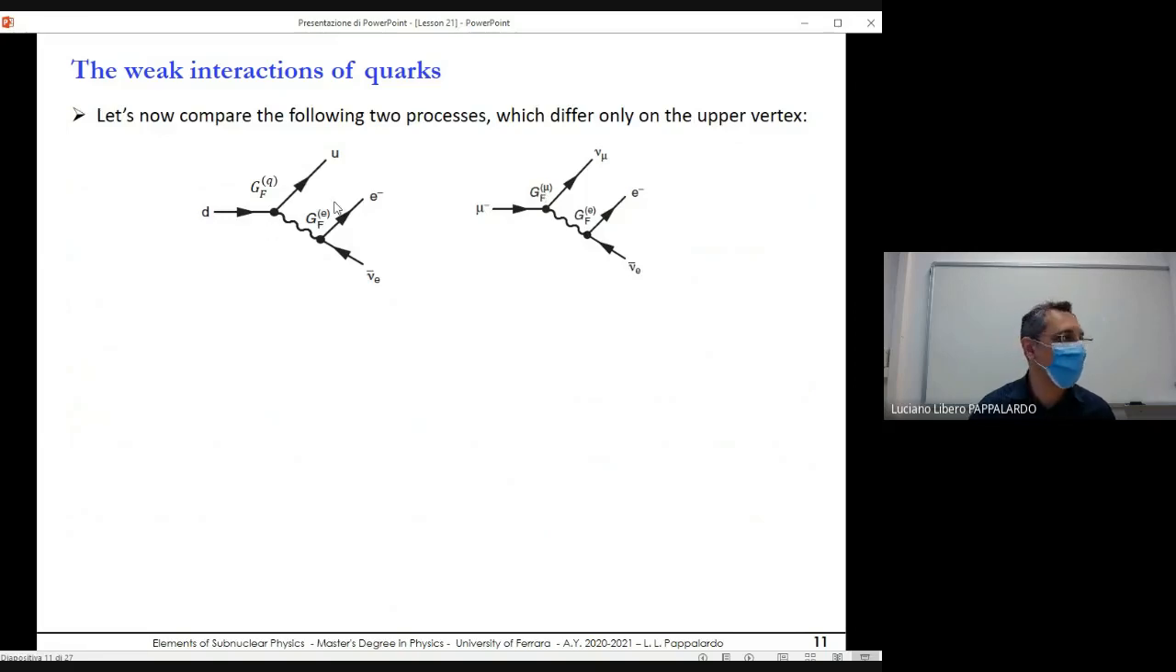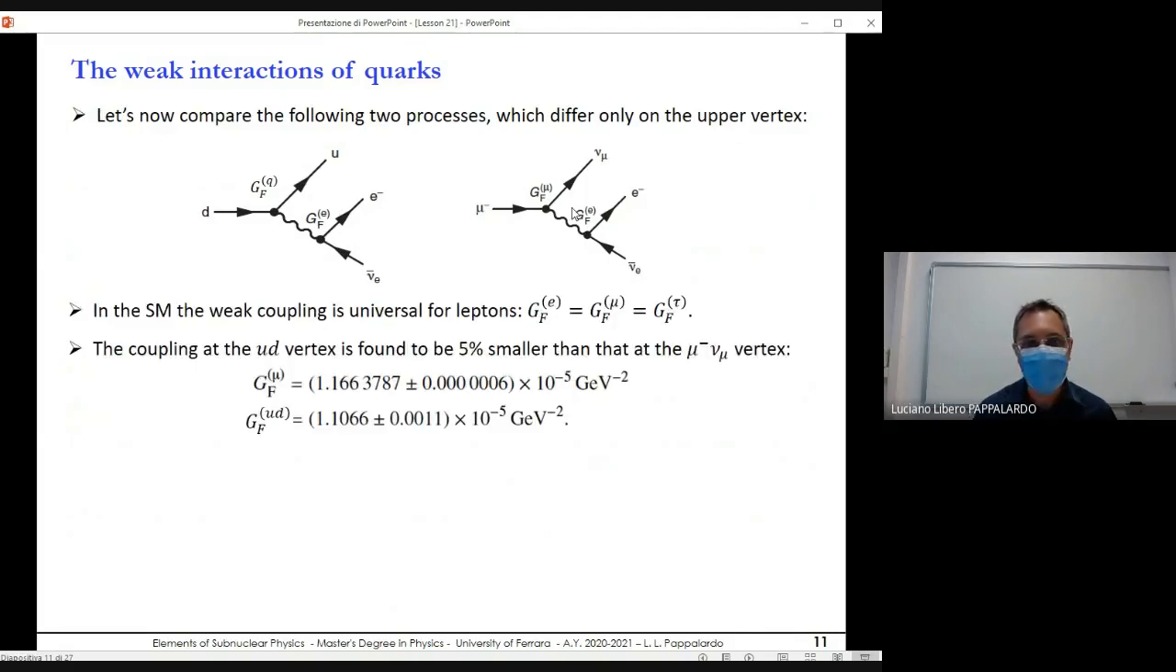Or it will be the same in case the universality can be extended also to the quark sector. We know it holds for the lepton sector, but if it also holds for the quark sector, then we should expect the same coupling here and there. So for the leptons, we know that the universality holds, but when looking at the experimental values, we found that this is not true when comparing quarks to leptons.